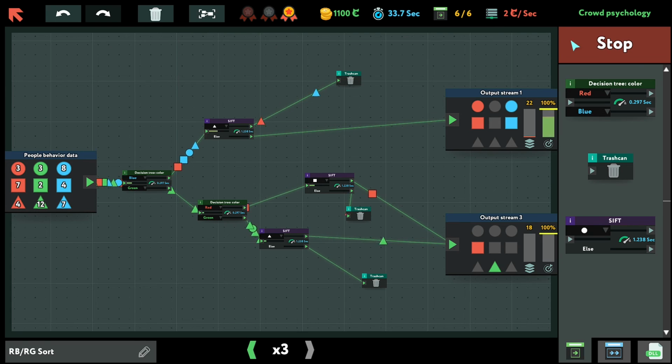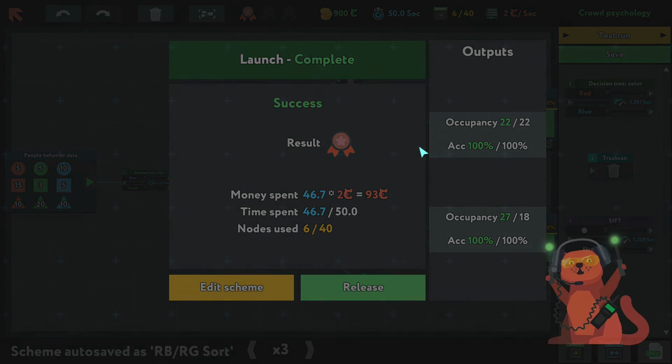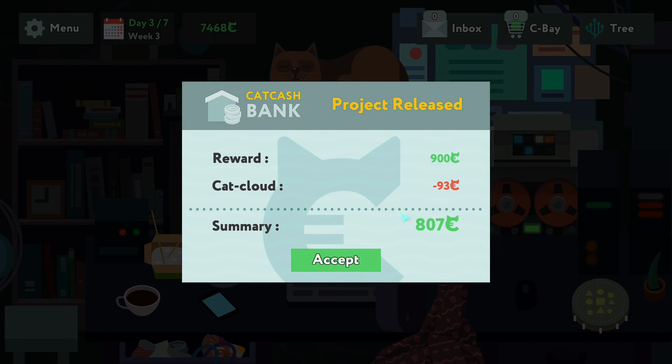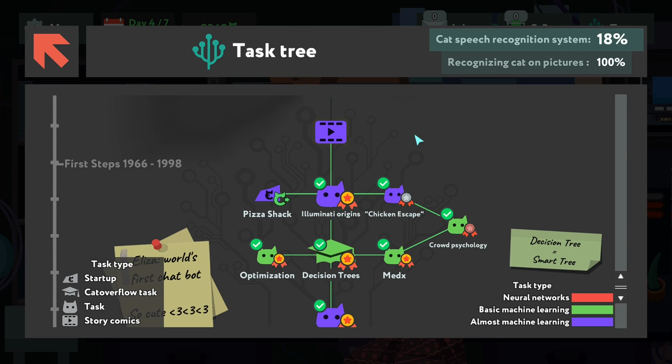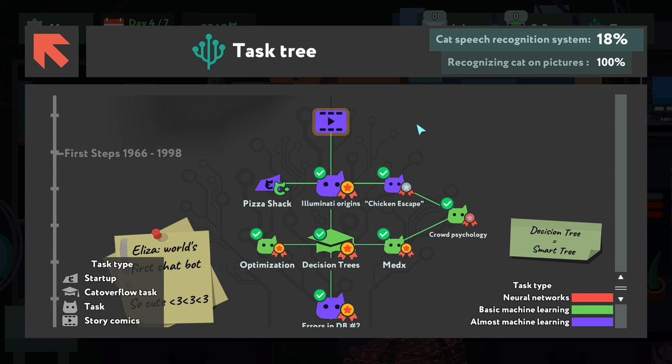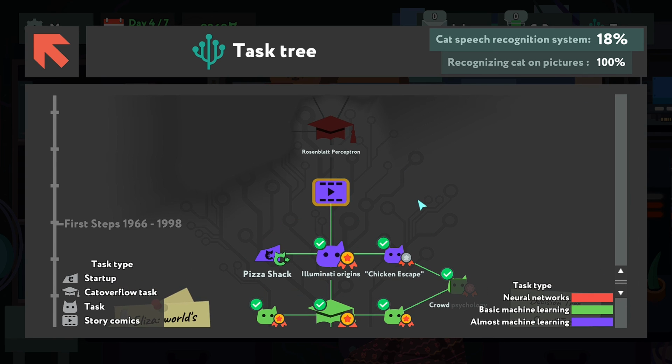So I guess we'll run this again and then release it. Because it is functional, it does work, it is 100% accurate, it simply takes a little too long because of this bottleneck right here. So, whatever. We still made 807 cat dollars. It was functional. Not the best thing I've ever done. Recognizing cat on pictures, 100% complete.